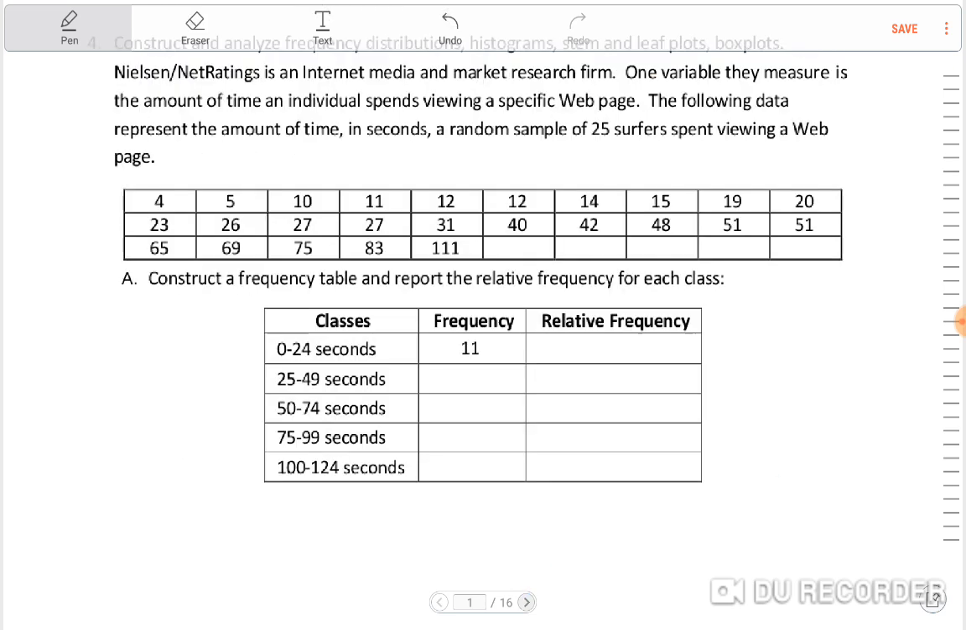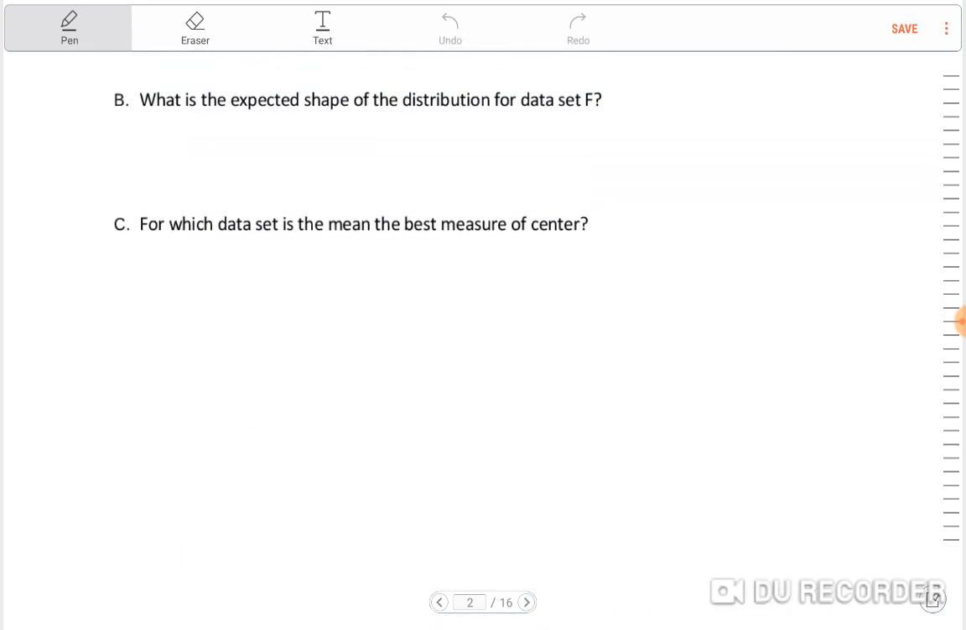Okay, next page. Page 2 of 16. Okay, what is the expected shape of the distribution for data set F? So I'm going to go ahead and write down what was on the previous page so that we have that data here. Oh, I shouldn't put equal signs.